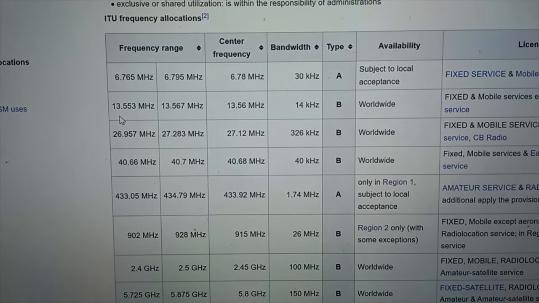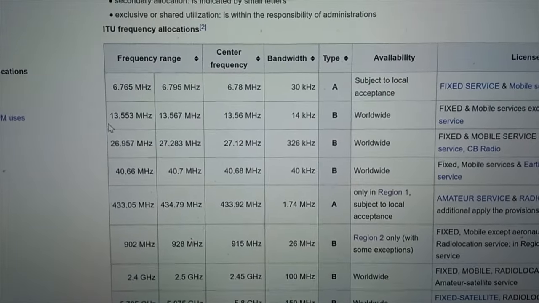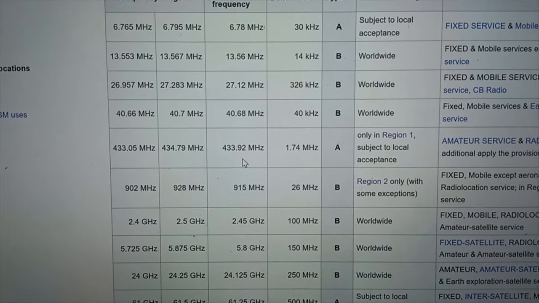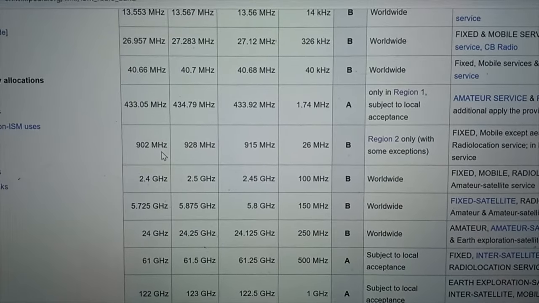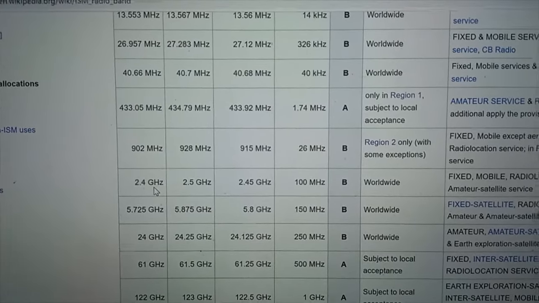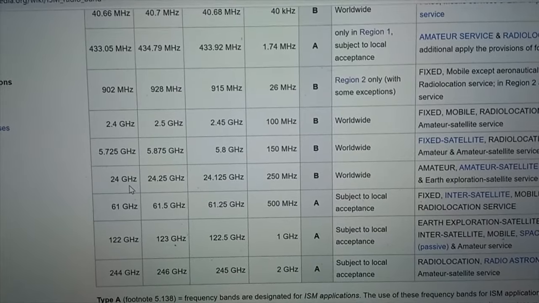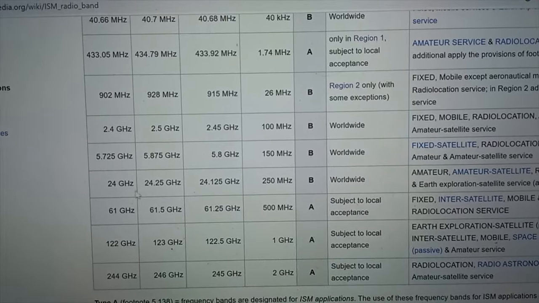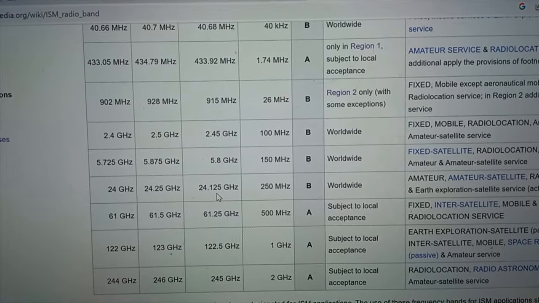And as a matter of fact, 13 megahertz is used for near field communication. That's your tap credit card. 433.92, very popular for car remotes. I'm getting to 900 megahertz. A lot of radios, water meters, and things are read on that frequency. 2.4 gigahertz, that's your Wi-Fi band, and so is 5.7. Now here we are, 24 gigahertz, from 24 to 24.25, and the center frequency is 24.125.